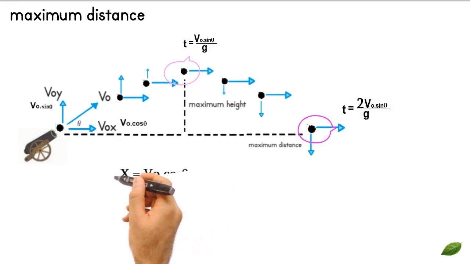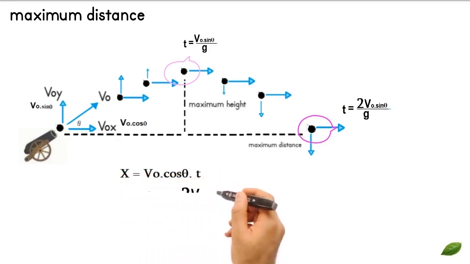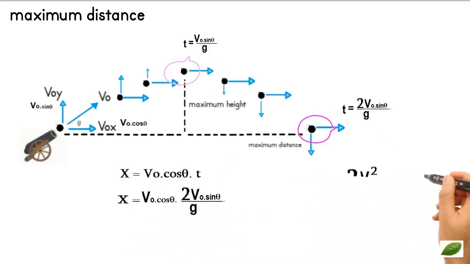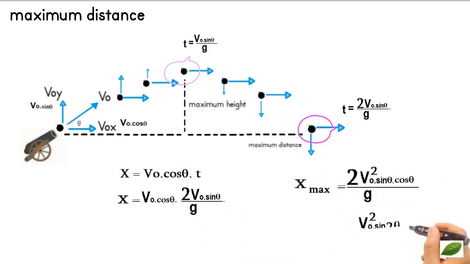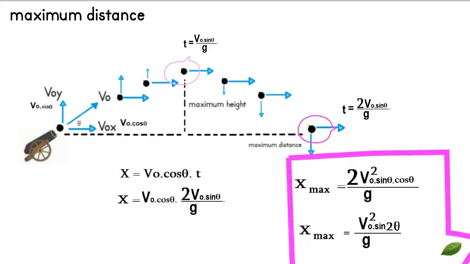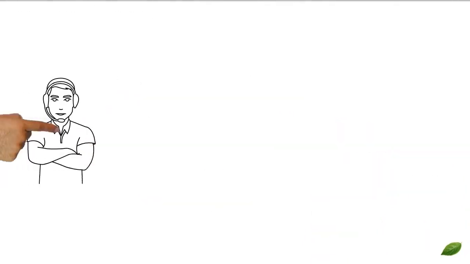So we know that x is v0 cosine theta times t. We substitute the t inside. Then we get x maximum is 2 v0 squared times sine theta cosine theta divided by g, or x maximum is v0 squared sine 2 theta divided by g.